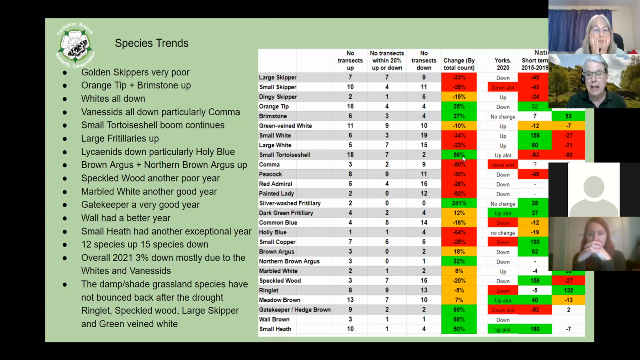It's the opposite for the red admiral, which this year had a cracking summer in the south of England, but a poor one in Yorkshire. I think again, it's migration. The weather this year has not been conducive to migration.